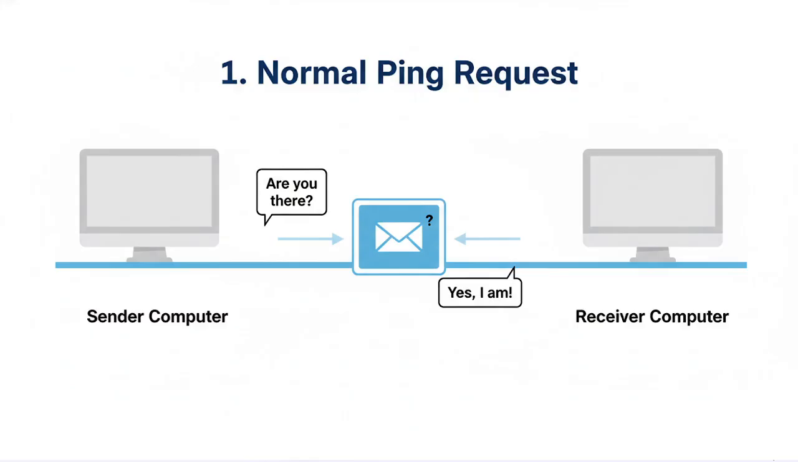The receiver computer on the right gets this request if it's online and reachable. It responds with an ICMP echo reply saying, yes, I am. This confirms connectivity and reachability between the two machines. This simple exchange allows network administrators to troubleshoot connectivity issues and check if a host is alive.